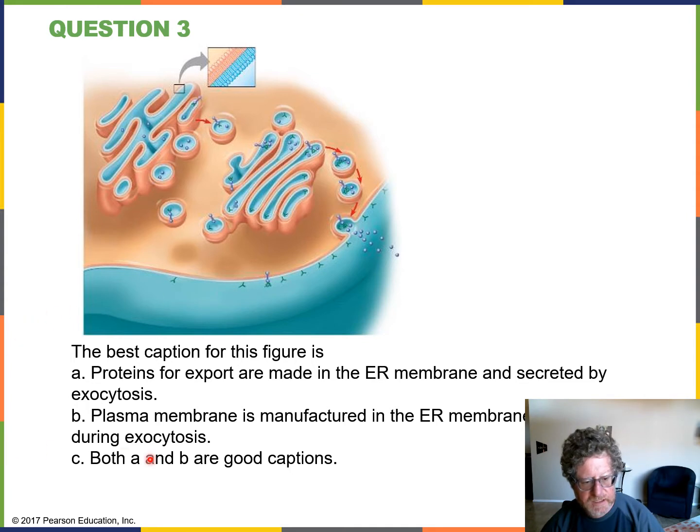And the answer is C. So the ER membrane makes proteins to be exported, like number A, but it also makes plasma membrane, like number B. So both A and B are true. So C is the correct answer.